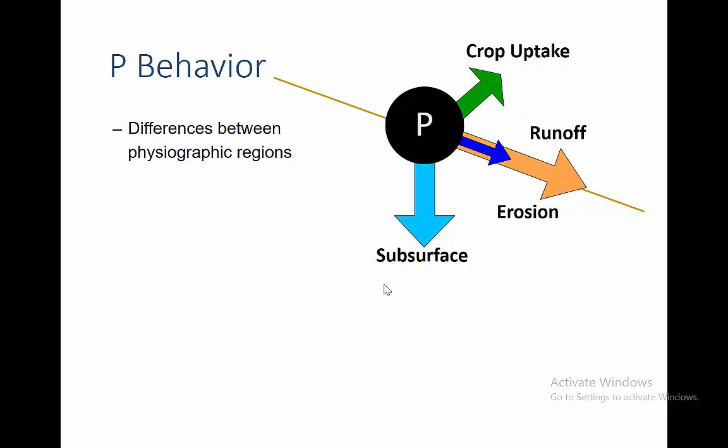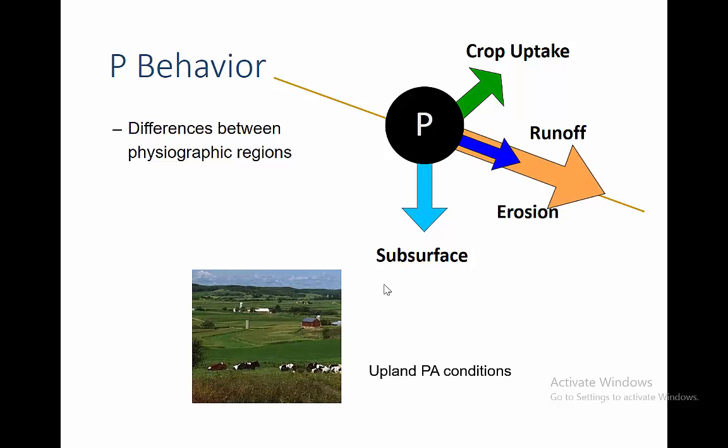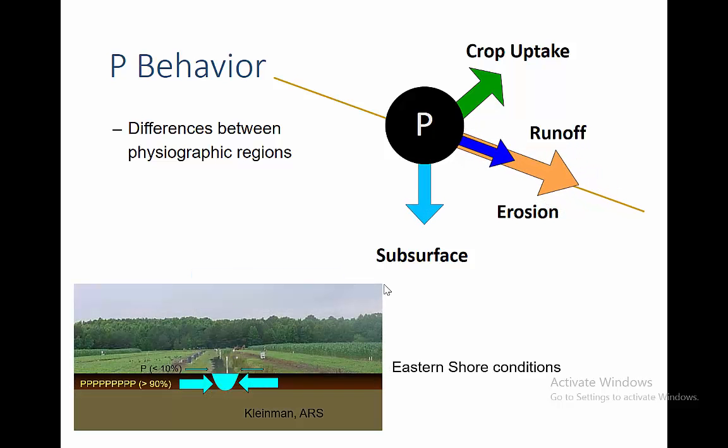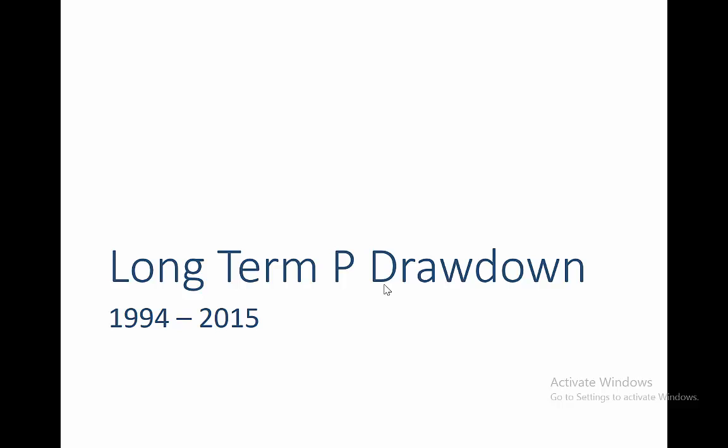Okay? And this structure, this calculation of this component P index really allows our calculation to take into account the differences across the physiographic regions. So when we're looking at conditions like Pennsylvania, we know that erosion and runoff is dominating that P loss, versus when we're looking at the Eastern Shore and we know that subsurface is really where most of that loss is. So we've just changed around the calculation to be able to take this into account.